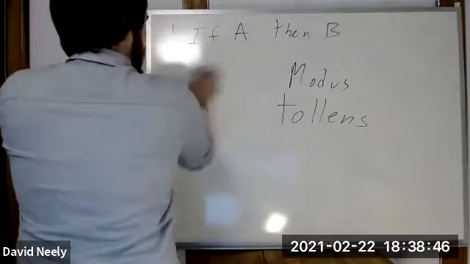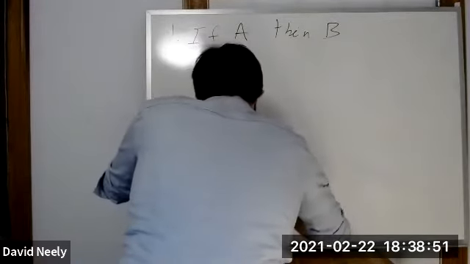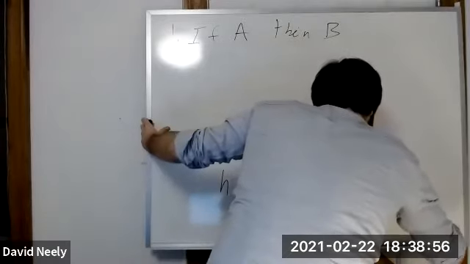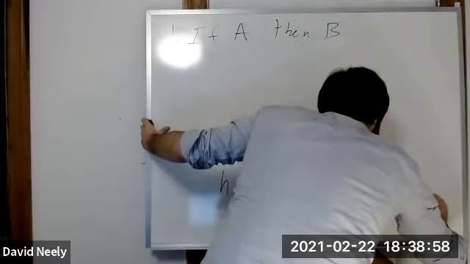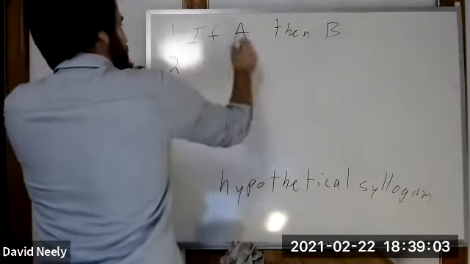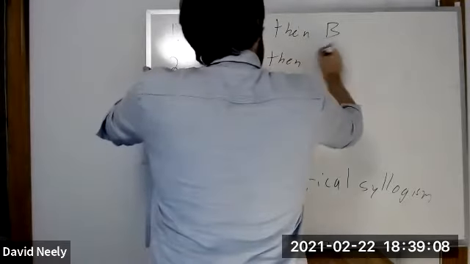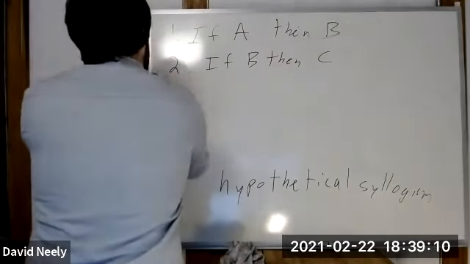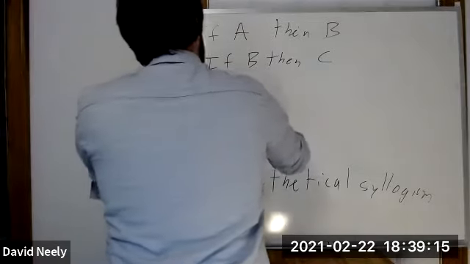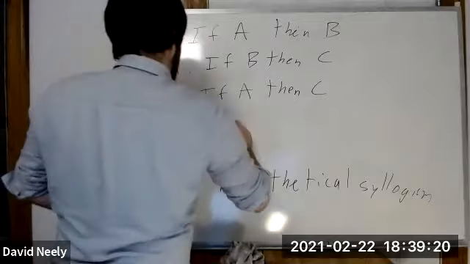Now, the next one I want to talk about is what is called hypothetical syllogism. So hypothetical syllogism is of this form. If A, then B, and if B, then C, conclusion, if A, then C. This is another valid argument form.